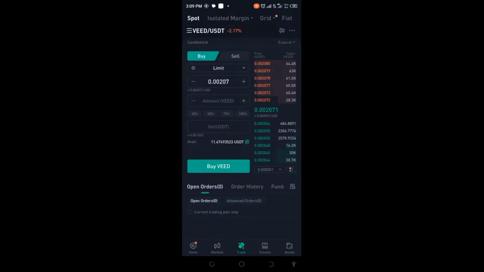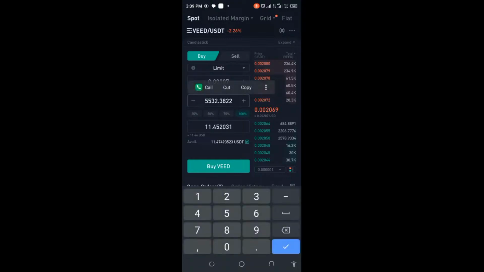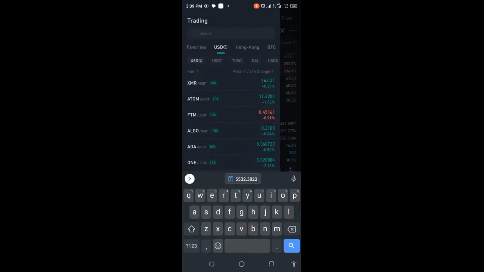Let's start by simulating. We have VEED/USDT. So let's go ahead and do this. First and foremost, let's just do a basic simulation. We'll just put all the 100%. We're just going to use the little amount that's here, 11.47 USDT, and let's see what we can do. And we'll just go ahead and do the simulations first.